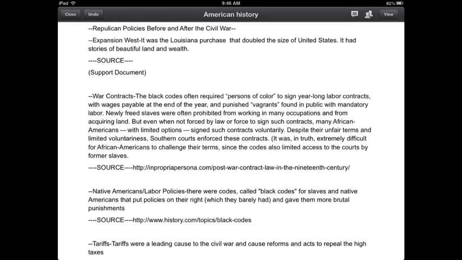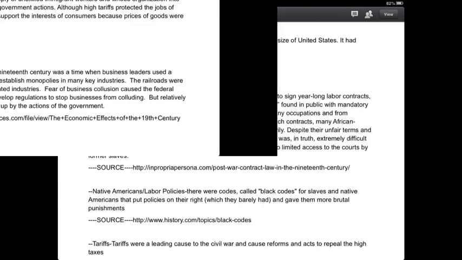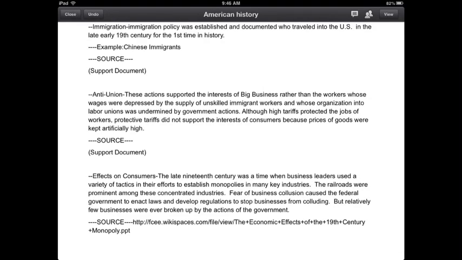Native American and labor policies. These were codes called Black Codes for slaves and Native Americans that put policies on their rights, which they barely had, and gave them more brutal punishments. Tariffs. Tariffs were a leading cause of the Civil War and caused reforms and acts to repeal the high taxes. Immigration. Immigration policies were established which documented who traveled into the U.S. in the late 19th century for the first time in history.